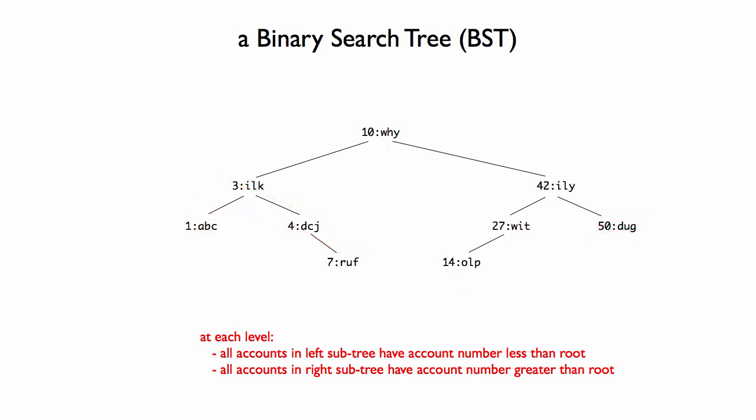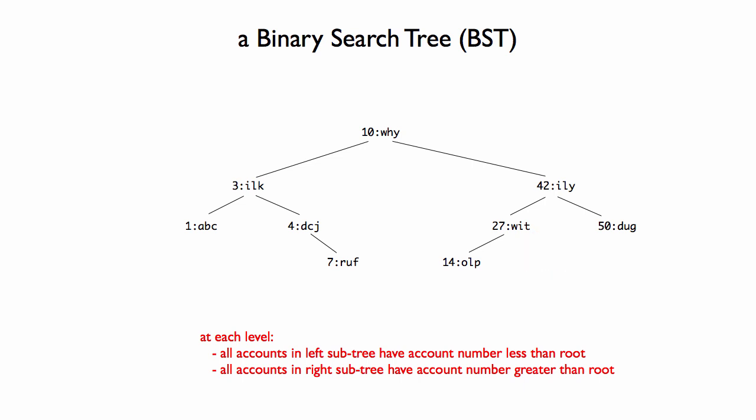And if I ever get to a branch which has nothing in it, suppose I had been looking for 28, for example, if I'd been looking for 28, then when I got here to 27, I would have tried to go down the right-hand branch, and there's nothing there, and so I would produce false.